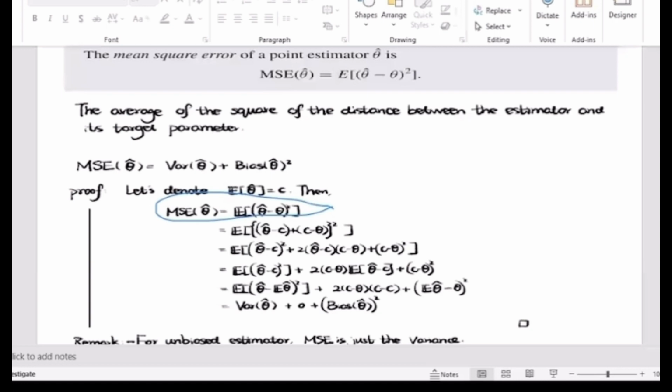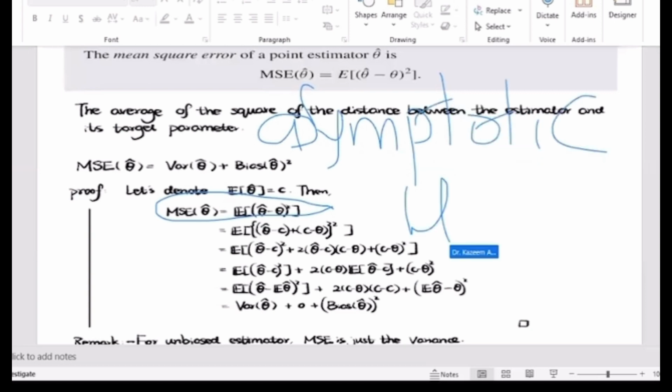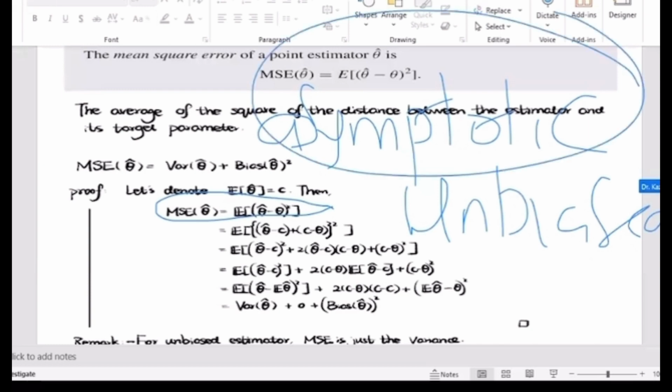And let me tell you this: an estimator may be biased, but when the sample size is large, it may become unbiased in the process. And what do we call that kind of unbiased? Initially, it was biased at small samples, but when the sample size is large, it became unbiased. That is what we call asymptotically unbiased. Do you know the meaning of asymptotic? It means large. On the long run, when the sample size is large, it becomes unbiased. But that is not where I'm going.